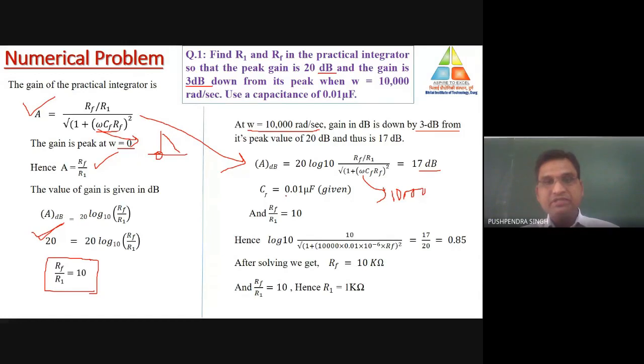For this purpose, the value of C is given as 0.01 microfarad. Substitute this one; Rf by R1 we have already calculated is equal to 10. Substitute all these values. From there, the value is 0.85. After solving this, Rf is 10 kilo ohm. If we assume, from there, R1 is equal to 1 kilo ohm. So now design the circuit and substitute all the values. I think that would be clear to all of you. Use only this equation and substitute all the values one by one, depending on the value of frequency.